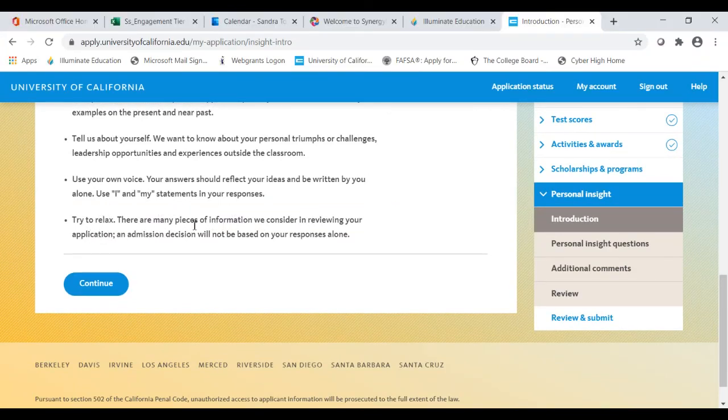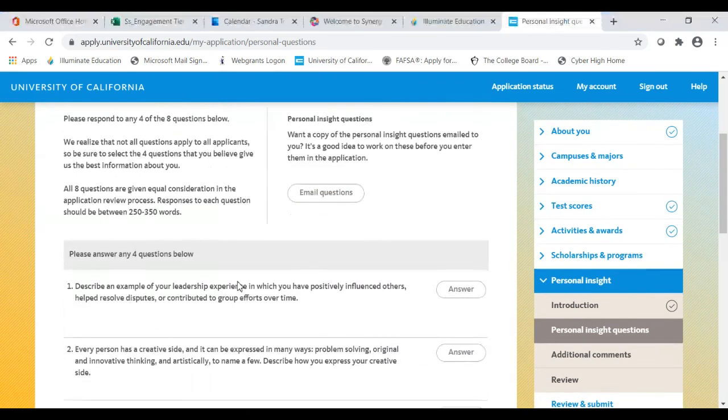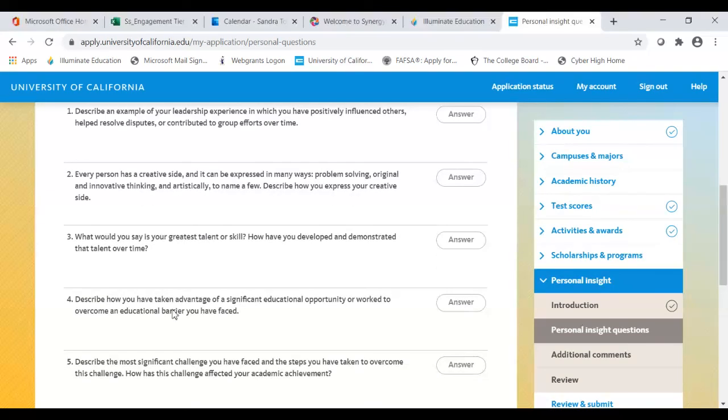Try to relax. There are many pieces of information we consider in reviewing your application. I'm going to say something about this right here. One of the things that the colleges have shared with us more than once is that sometimes you pick a question that relates to somebody. For example, let me see if it's here.